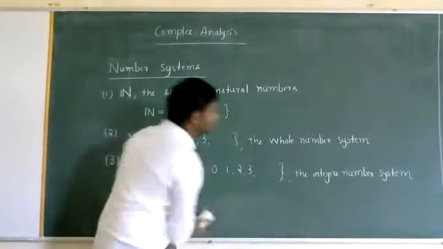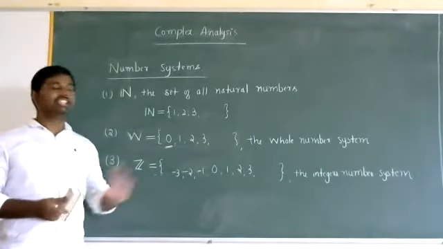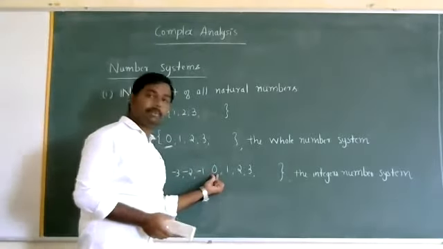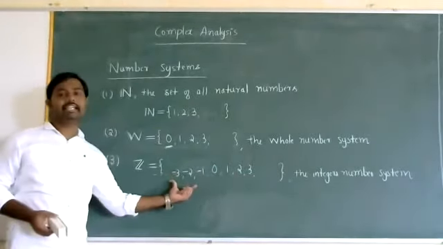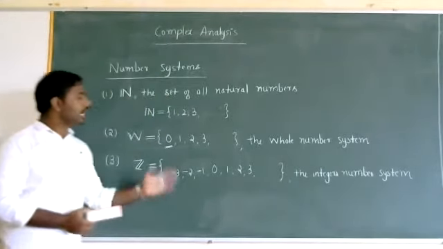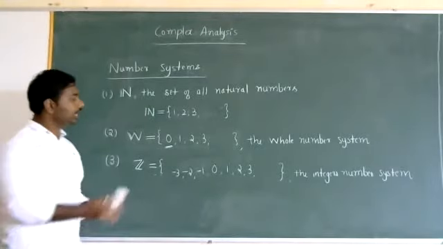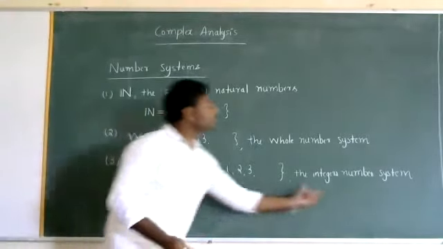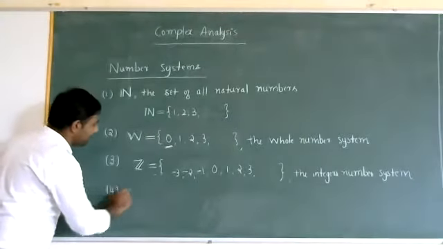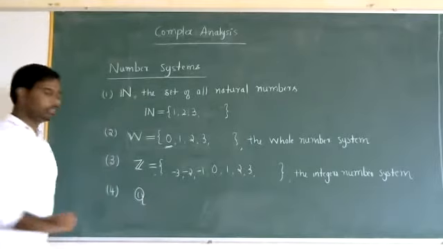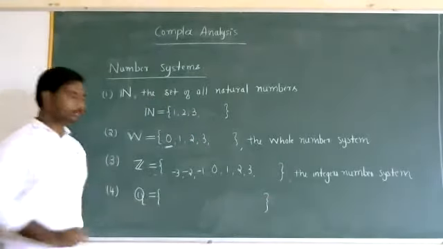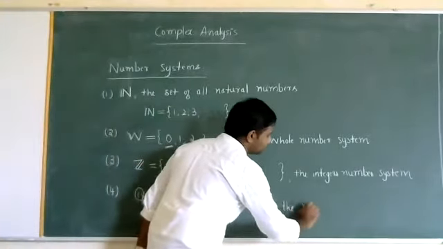Right? Then comes the rational number system. Once again, the numbers 0, positive numbers and negative numbers are not enough for our calculation purposes and also for daily usage. Hence, we extend the integer number system to the rational number system, and it is denoted by Q. How do we define the set of all rational numbers? The rational number system.